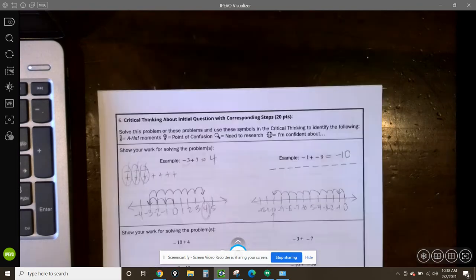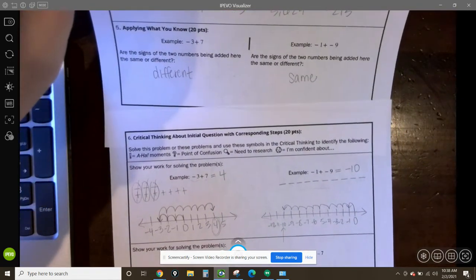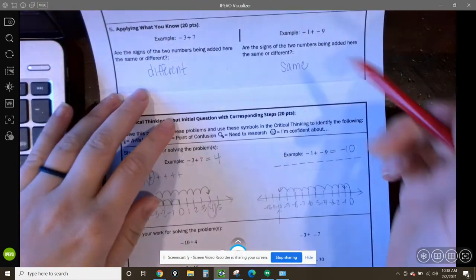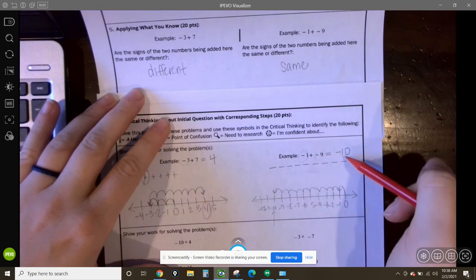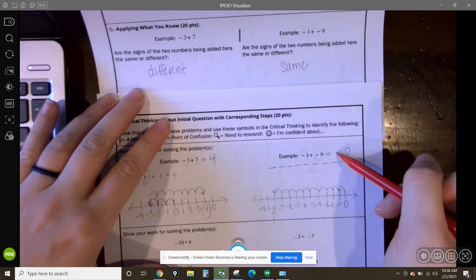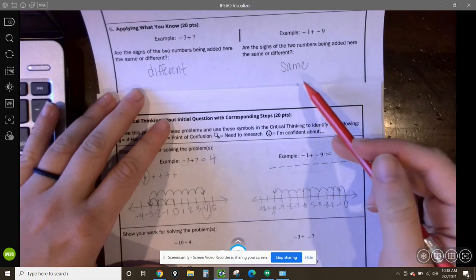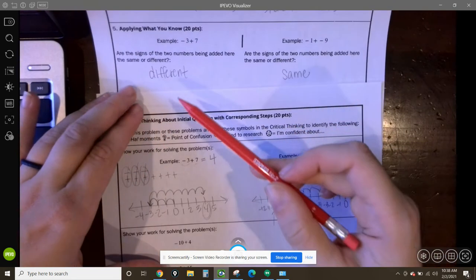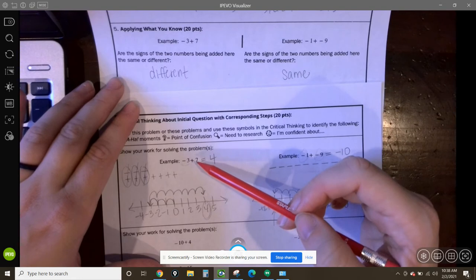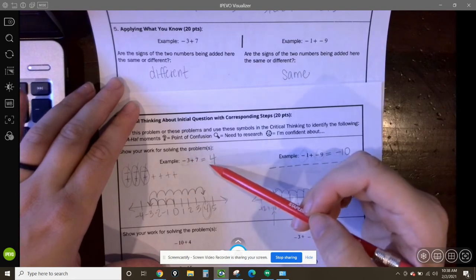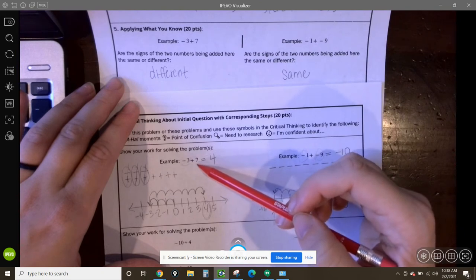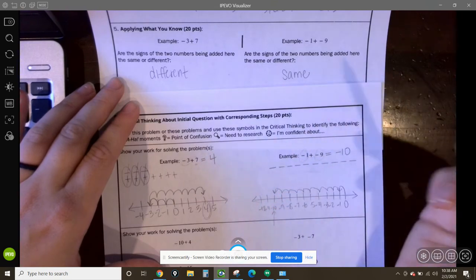Okay, so back to the question above where we were asking if the signs are the same or different. When the signs are the same, we added the numbers, 1 and 9. We added those and we said that's 10, and we kept the negative sign because the signs were the same. When the signs were different, we ended up subtracting the numbers. 7 minus 3 was 4. And then the answer has the sign of the bigger number. Because there were more positives, it ends up being positive 4.